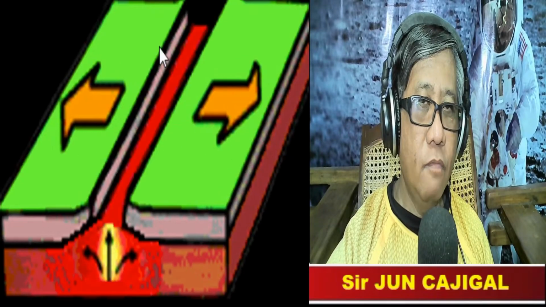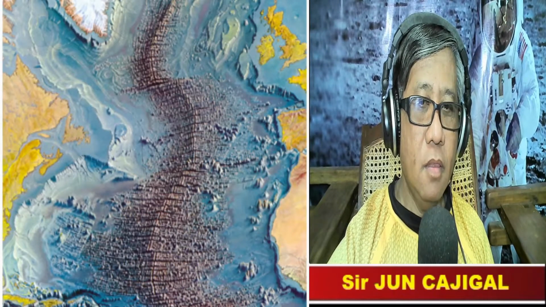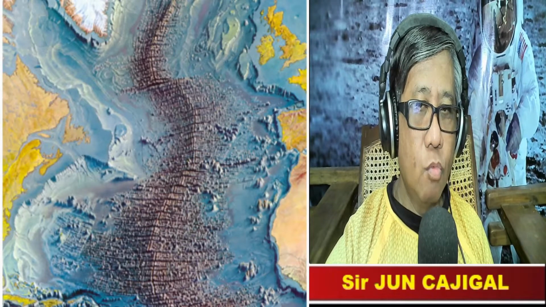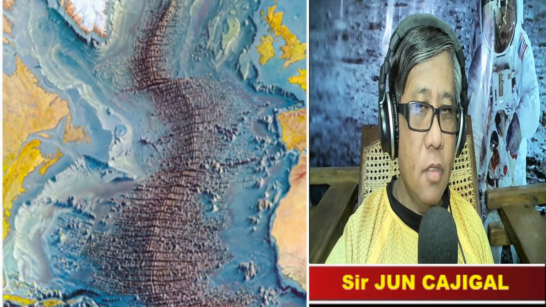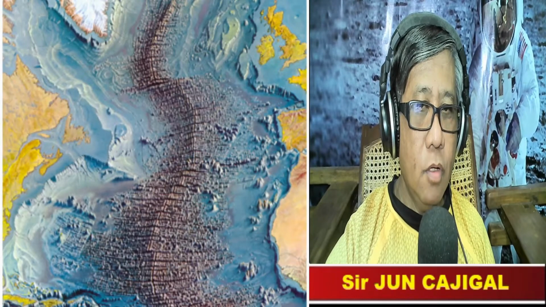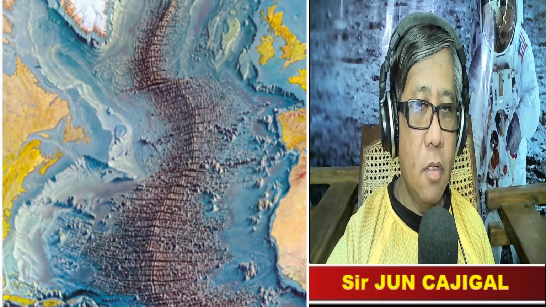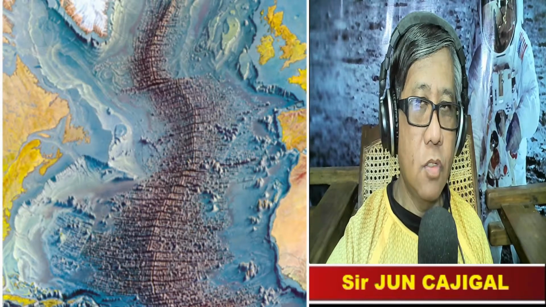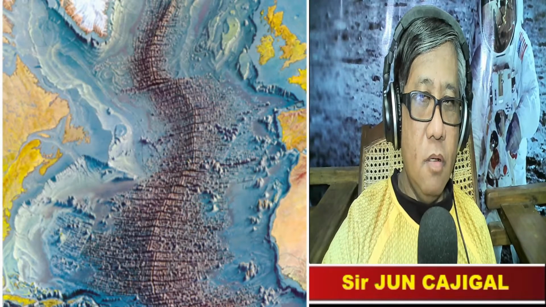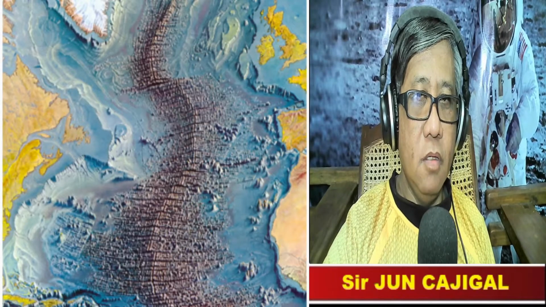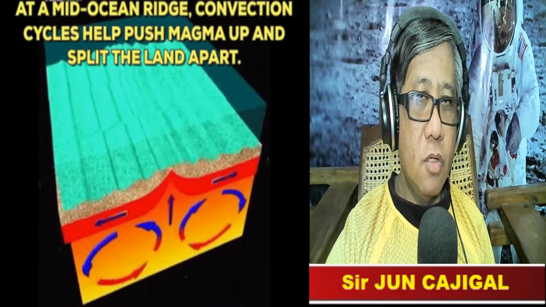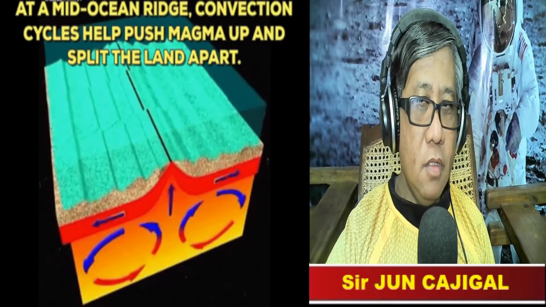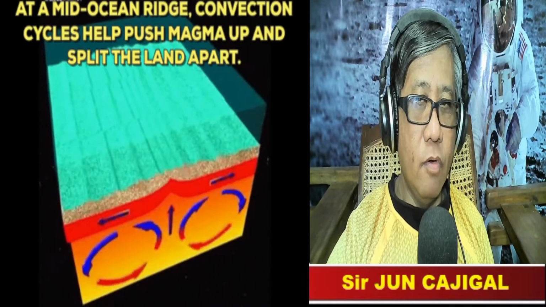One good example of an oceanic ridge is the Mid-Atlantic Ridge. This Mid-Atlantic Ridge, also known as the Mid-Oceanic Ridge, is an underwater mountain system formed by plate tectonics. It is the result of a divergent plate boundary that runs from 87 degrees north, about 333 kilometers south of the North Pole, to 54 degrees south, just off the coast of Antarctica. So, what happens in the Mid-Atlantic Ridge? Convection cycles help push the magma up, and this separates the two land masses apart. And this explains why South America separated from Africa.